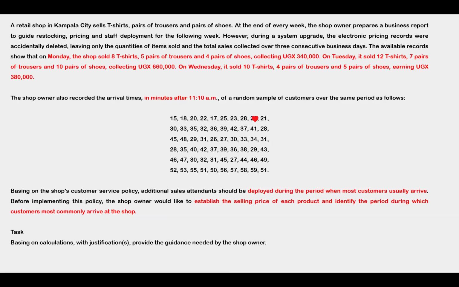The shop owner also recorded the arrival times in minutes after 11:10 a.m. of a random sample of customers over the same period, which is given there as follows. And then, based on the shop's customer service policy, additional sales attendants should be deployed during the period when most customers... Just a minute, sorry. I don't know whether I've lost my screen. Sorry, let me just.